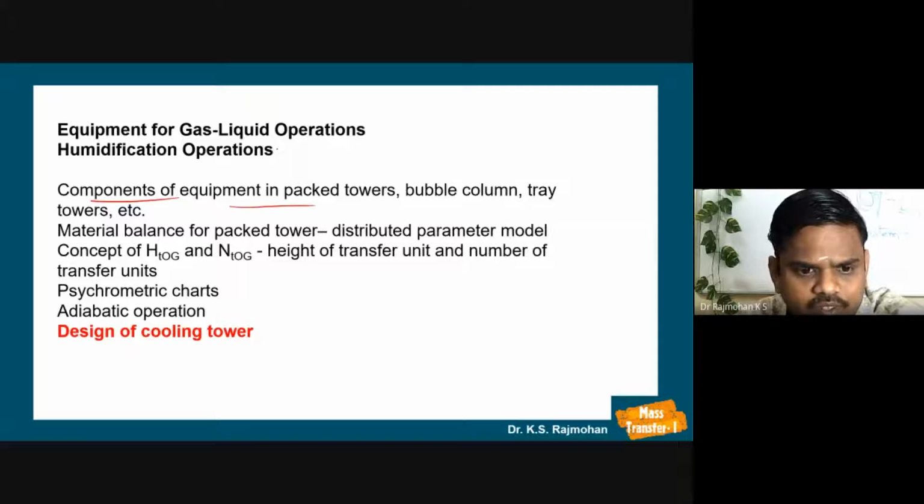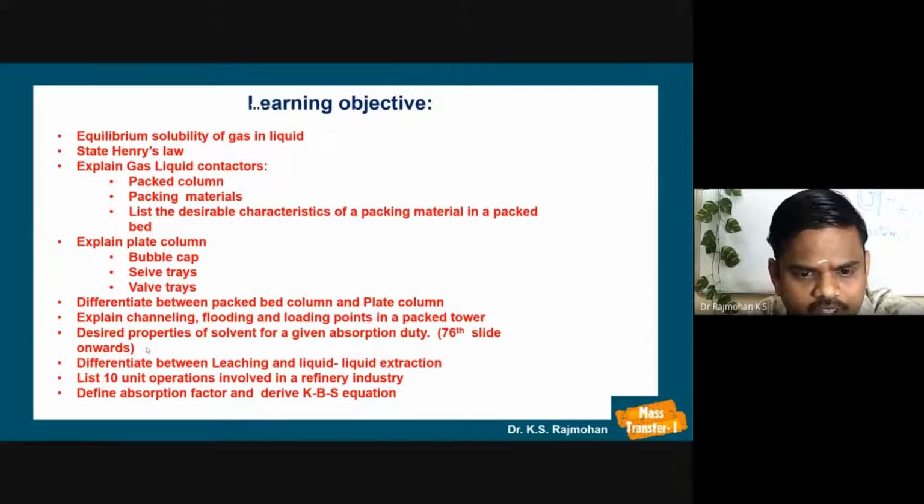Okay, so that will be the agenda for this module number 3, and in module number 4 we will discuss cooling towers. So the learning objectives we have already discussed.